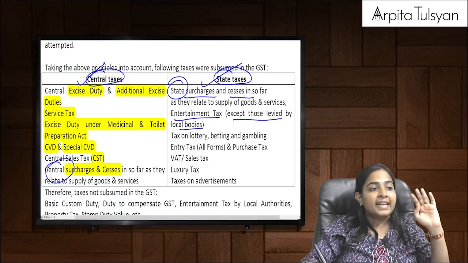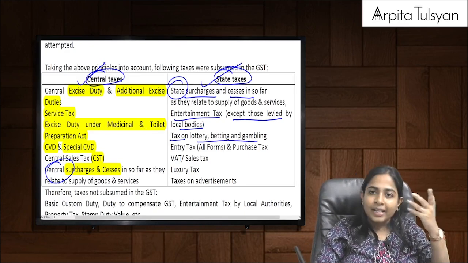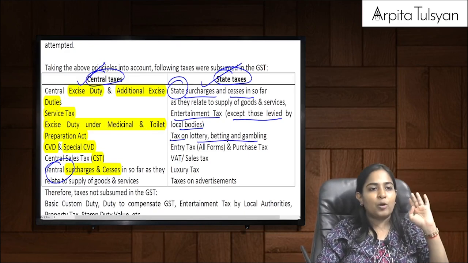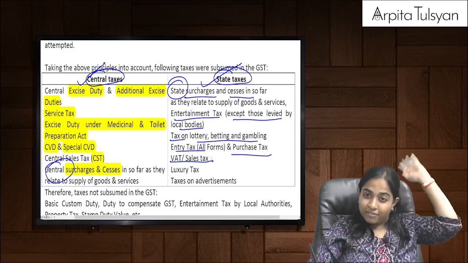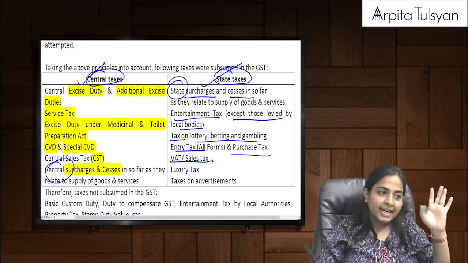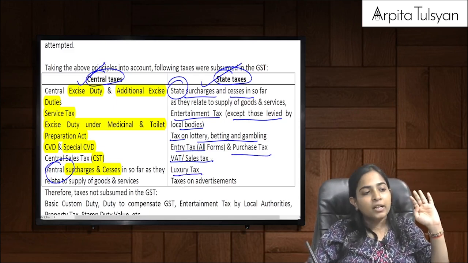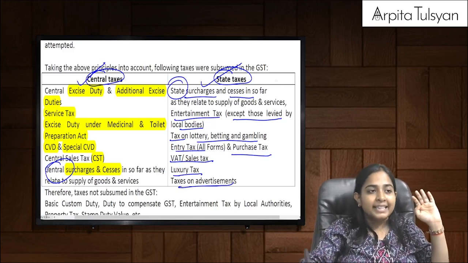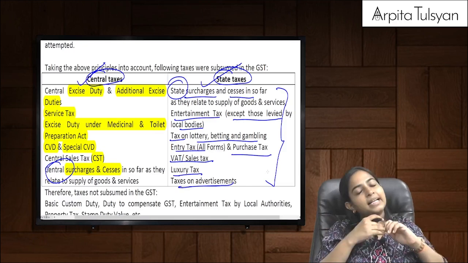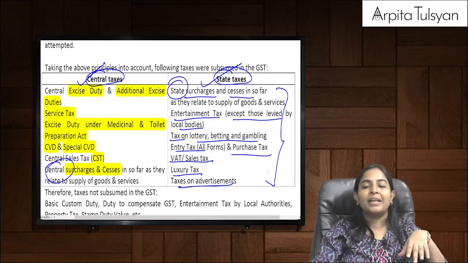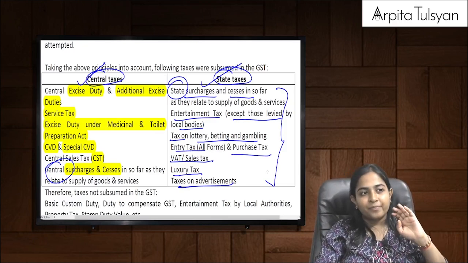Okay. Then taxes on lottery, betting, gambling, gone, because now GST is applicable on it. Okay. Entry tax gone. Purchase tax gone. VAT gone. Sales tax, the one which was there even before VAT, that is also gone. Luxury tax gone. Taxes on advertisement gone. These were some of the taxes which were earlier levied by the state government, that is now totally gone because now this has been replaced by the GST.